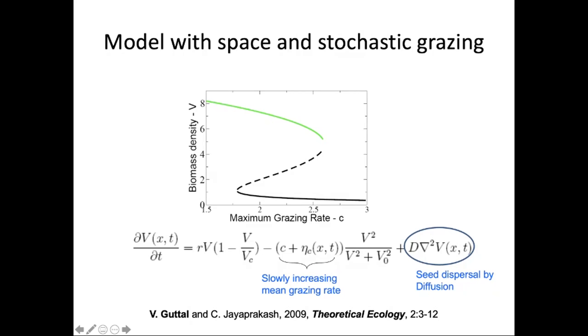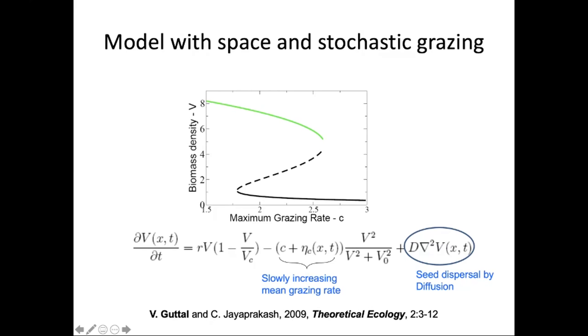Of course, the grazing rate can have some stochasticity in it, which is represented by this eta c term as a Gaussian white noise. And then we add a spatial coupling term via the idea that seed dispersal, one of the key mechanisms by which spatial interactions happen, is modeled by a simple diffusion term. What the diffusion term does intuitively is spread things out in space. So this is the model I'm going to use.